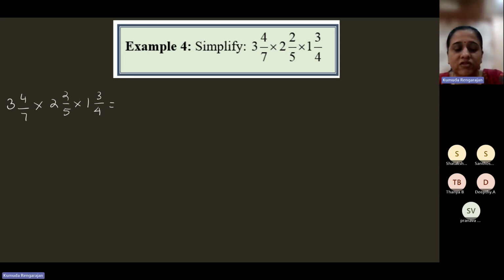All the three are mixed fractions. So first, convert them to improper fractions. And then the usual procedure: multiply the numerators, multiply the denominators.